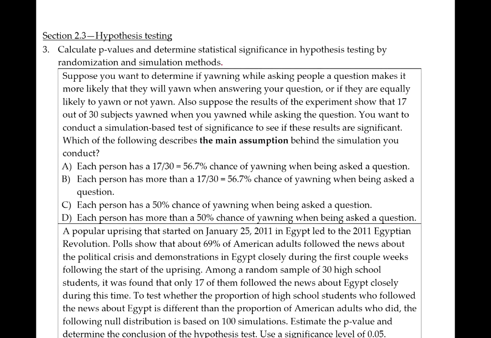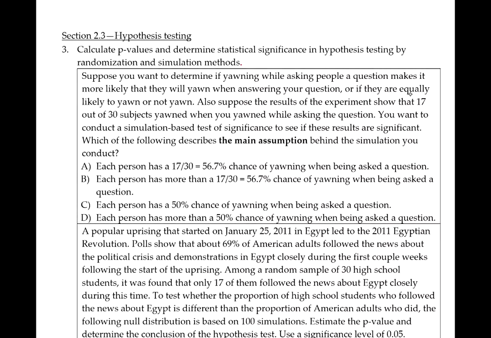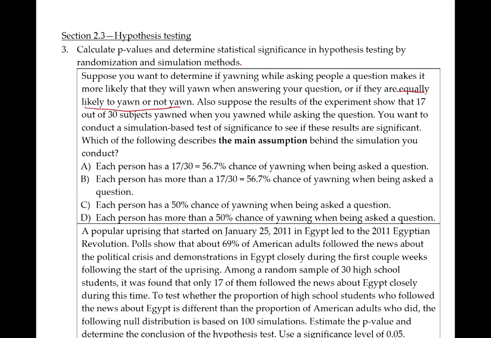The simulation is going to be based on the statement of equality about the parameter, which we can find right here, if people are equally likely to yawn or not yawn. So we're going to create our null distribution based on that statement there. So the 17 out of 30 won't come into play. We can eliminate A and B. And remember that the null hypothesis is a statement of equality. So let's look at C and D.